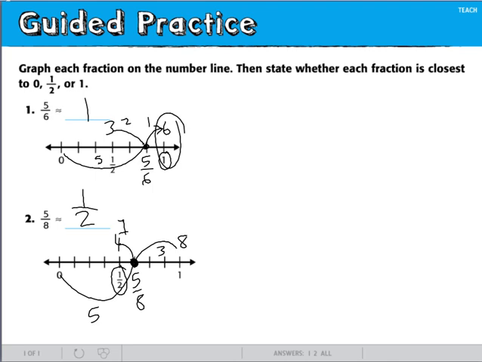Okay? Do you have any questions? Comments about what we're doing? We're good? Okay. You have the next 10 minutes to work on your independent work.